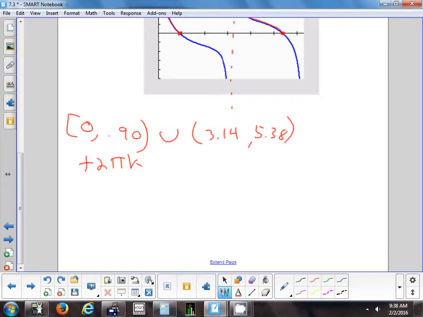Okay, so what I'm going to have you do, you can write it like this. This is not how the book does it. They actually put plus 2 pi k 4 times on each number. I just put it on the whole interval. If you want to write it on each number, that's fine too.